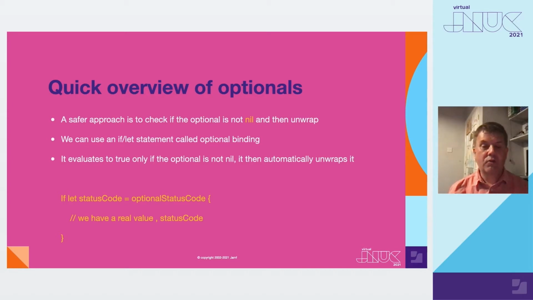So in this situation, it's going to look at optional status code. If it's empty, then this statement fails and it bypasses that block of code that would have handled the result. If, however, there is a value, it will automatically unwrap it and assign that value to status code, and then your if statement will process that value and do whatever you need to do. Okay, so you're going to see a lot of this if-let statement throughout the sample code.